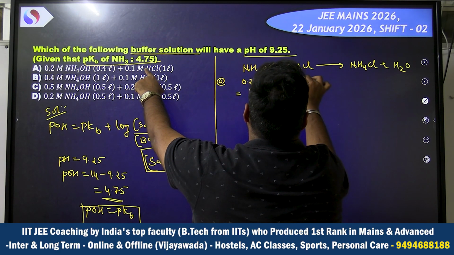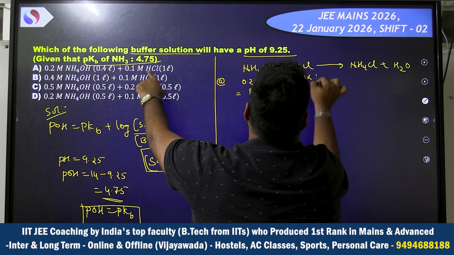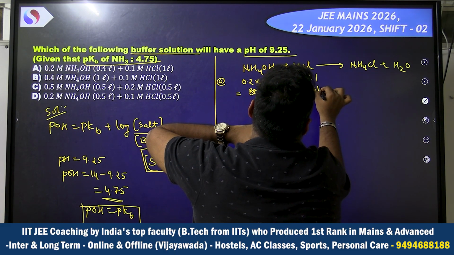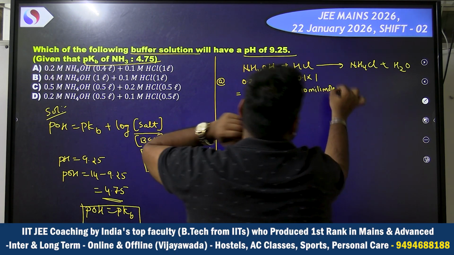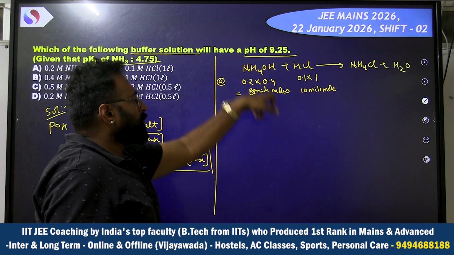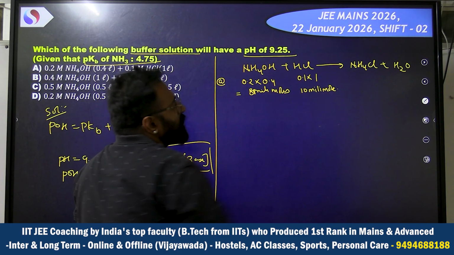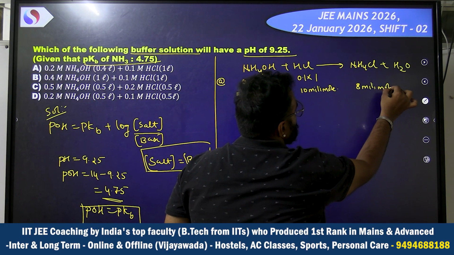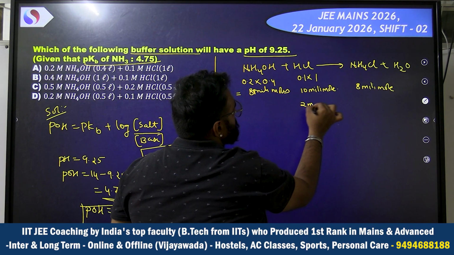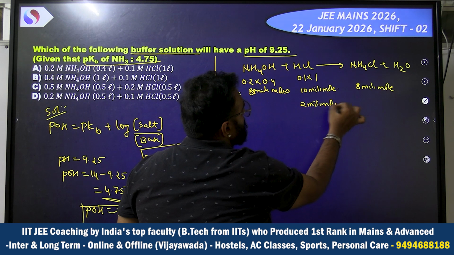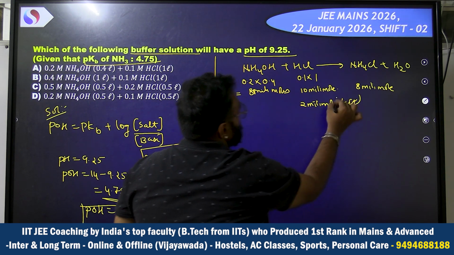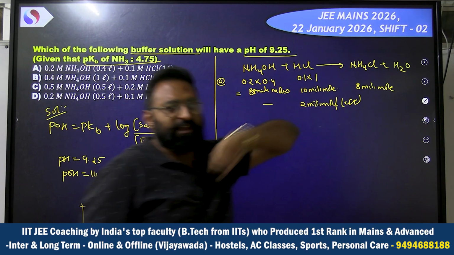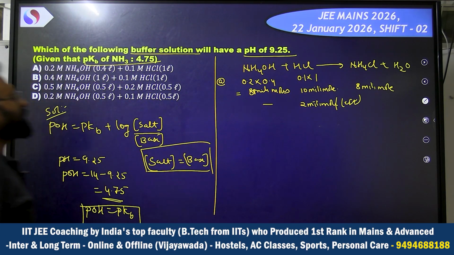And HCl is 0.1 into 1, that means 10 millimoles. So 8 millimoles base and 10 millimoles acid. So salt will be how much? 8 millimoles. And 2 millimoles of HCl are left. So obviously this is not a buffer solution, because we have HCl and NH4Cl. This is not a basic buffer solution.